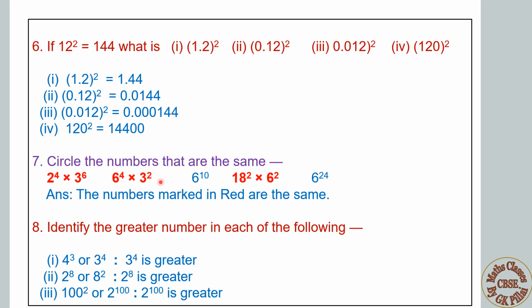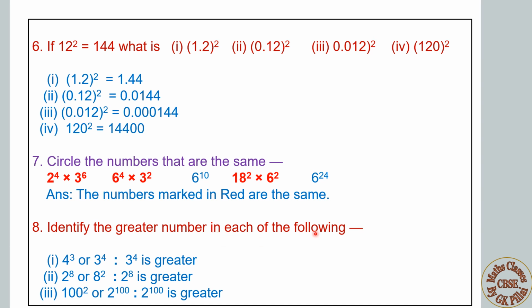Circle the numbers that are the same. Here all these red marked numbers are the same only: 2 to the power of 3 into 4, 3 to the power of 6, 6 to the power of 4 into 3 squared, and 18 to the power of 2 into 6 to the power of 2. All are the same.